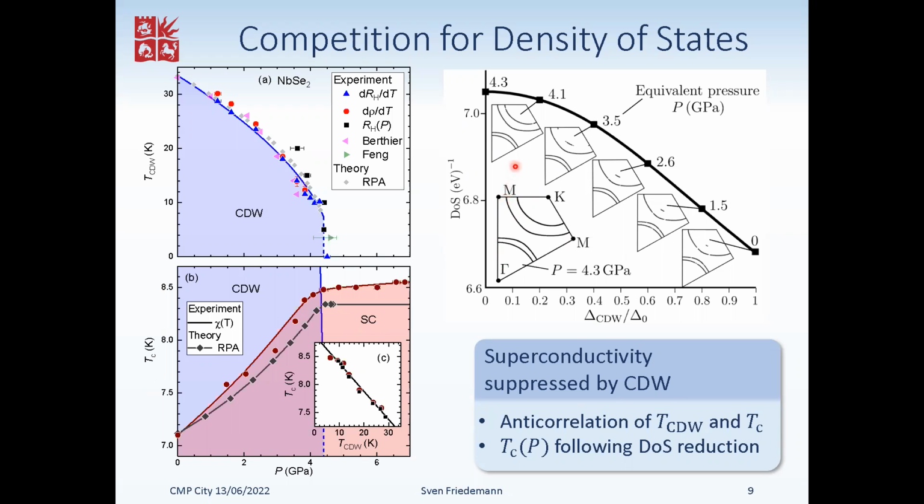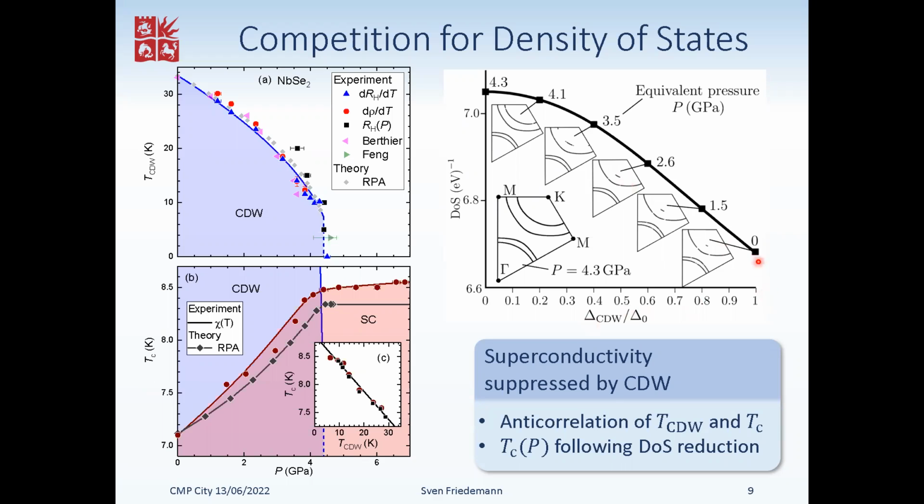Felix Flicker has now modeled the charge density wave as removing the spectral weight of the Fermi surface where the Q vector connects those pieces of the inner barrel, namely around these points. And you can see how, as the charge density wave becomes stronger, it removes more and more of that Fermi surface.